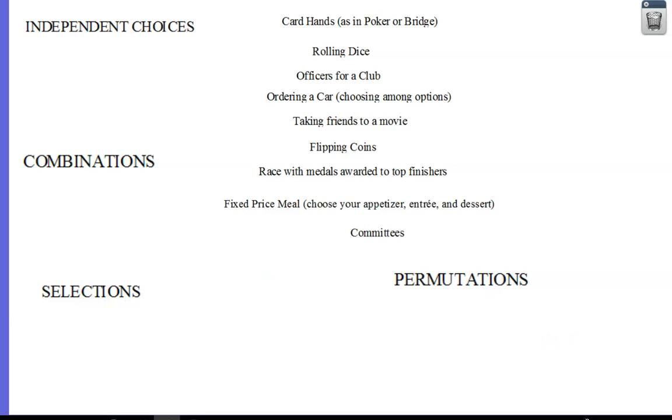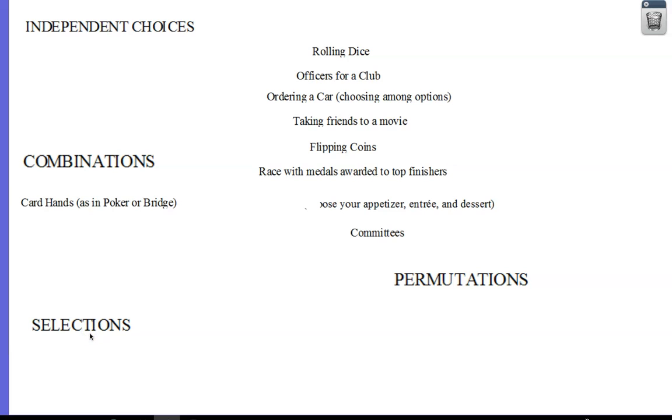Okay, so let's start with card hands. Mathematicians love to use cards as examples for these. In card hands, think about this, guys. Let's say it's a poker game. You're going to be dealt 5 cards. Does the order that you're dealt the cards matter, or does it just matter that you get that card in general? It just matters that you get that card in general. So if you're talking about your hand, order does not matter, which immediately makes this a combination. So if you're doing anything with cards, it's a combination.